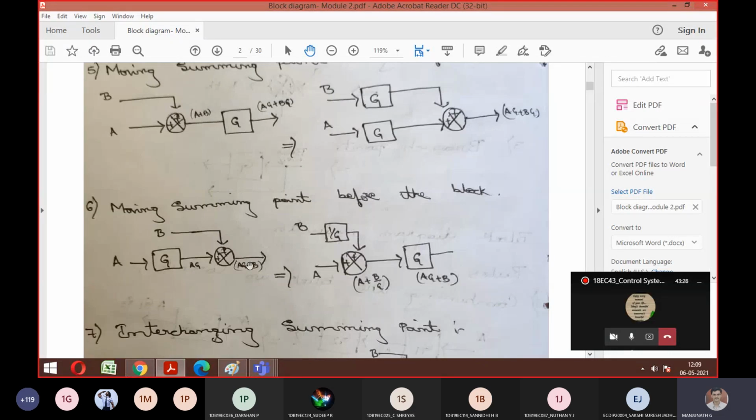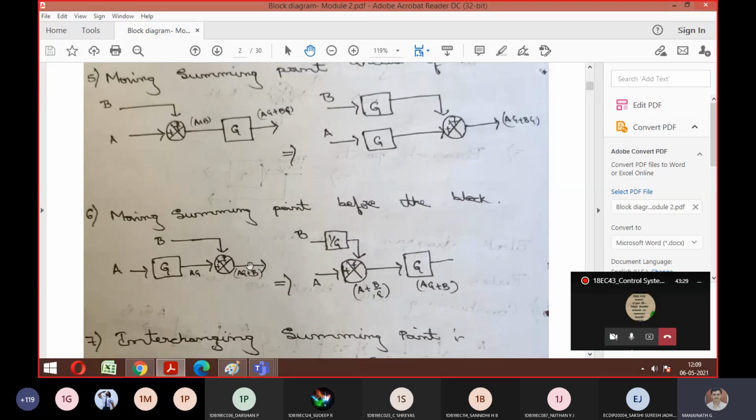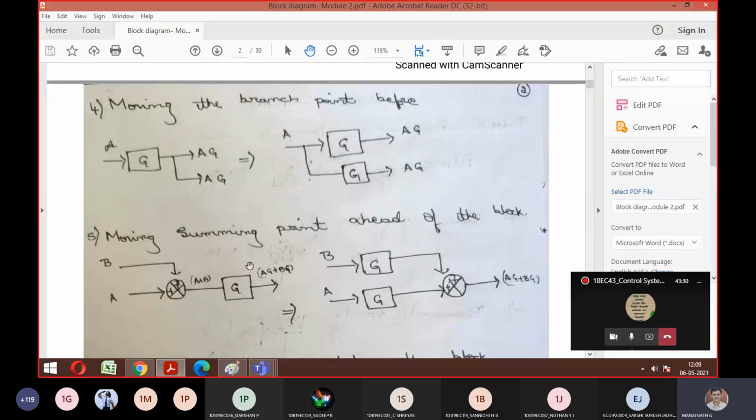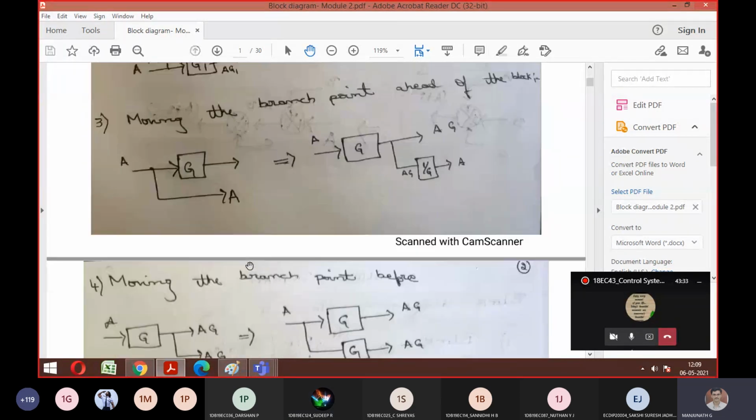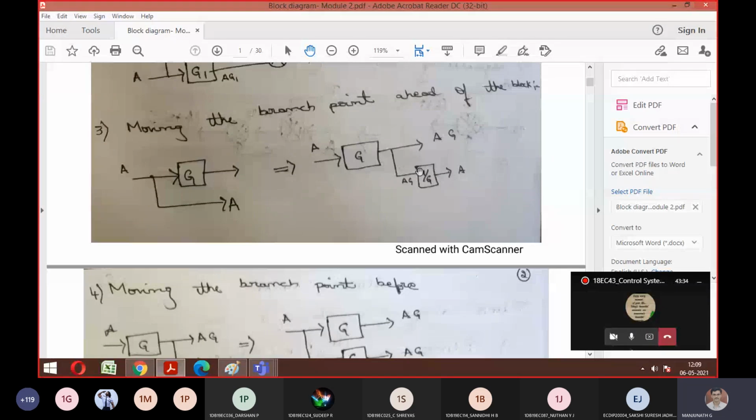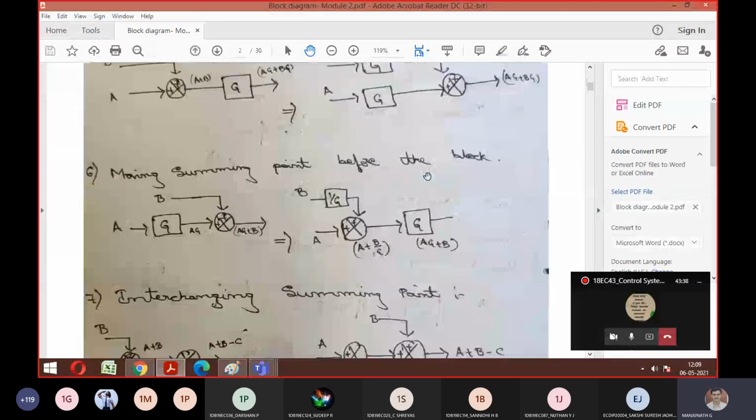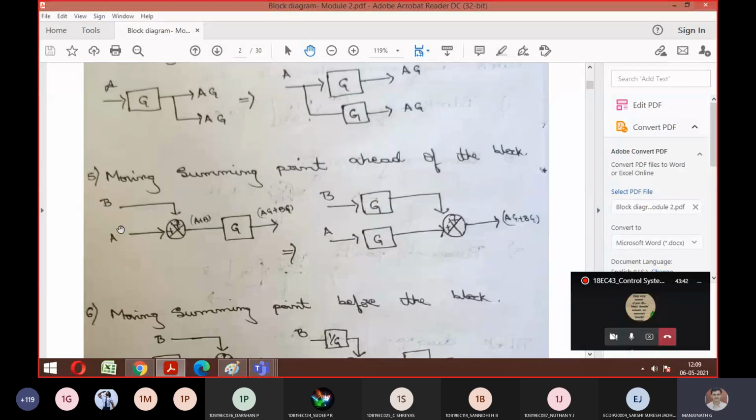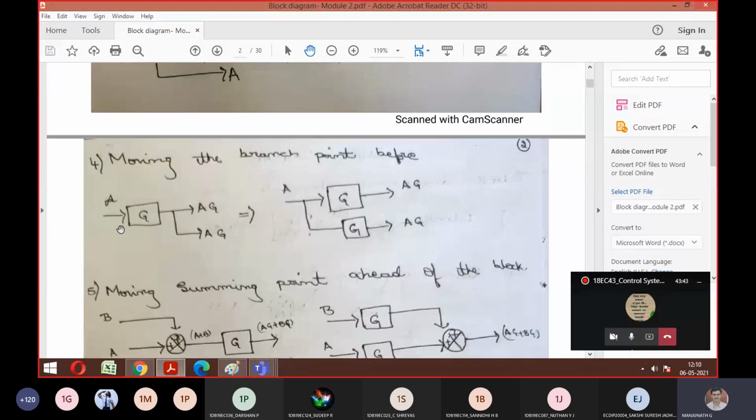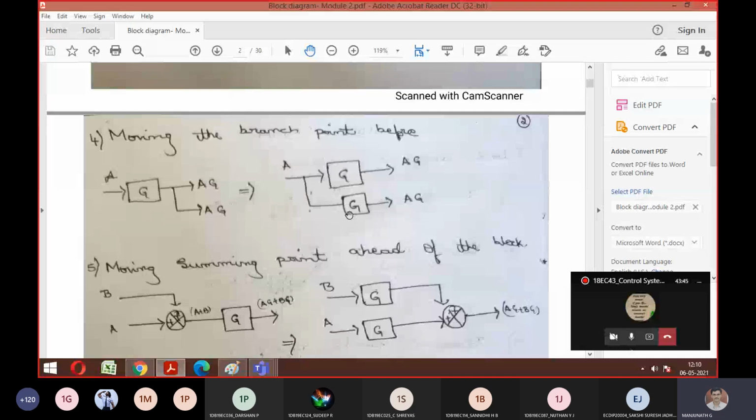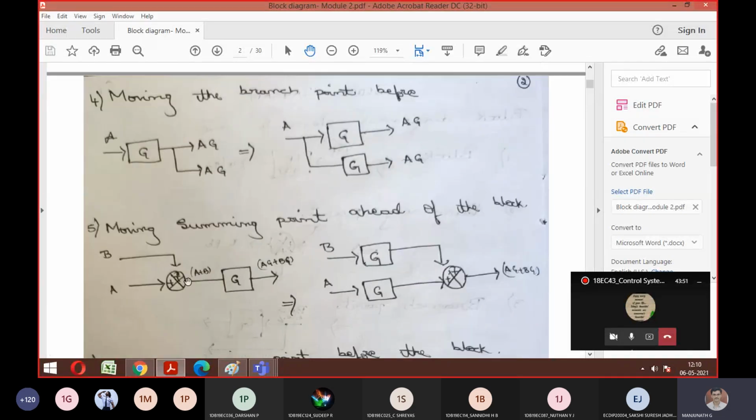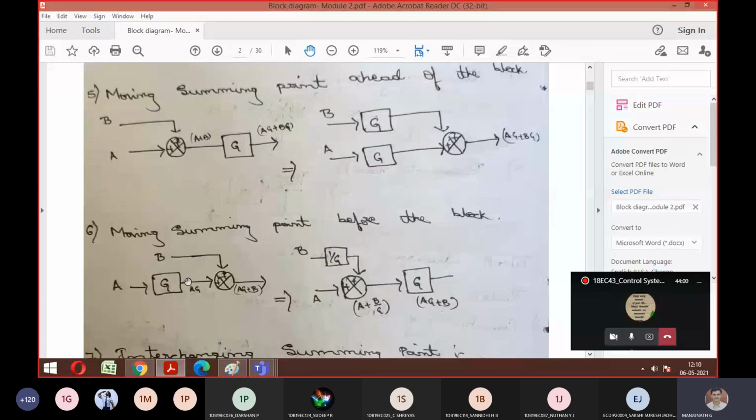So moving summing point before the block is same as your moving the branch point ahead. So this 1 by G concept is coming for summing point reverse category. And similarly, your rule number 4, which we take multiply by G, same thing, summing point ahead. If we take ahead, multiply. So it's reverse concept. Whatever branch point you are doing, that opposite you should do for summing point. So is it fine to remember summing point and branch point rules to everyone? So are these first 6 rules okay with you guys?